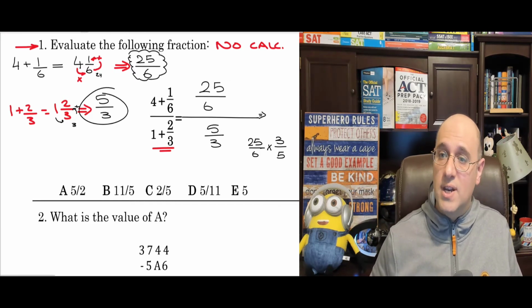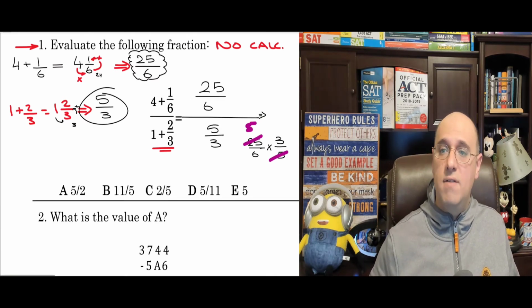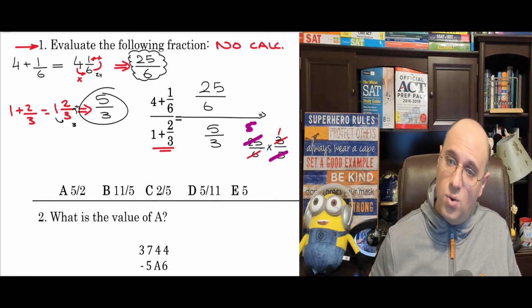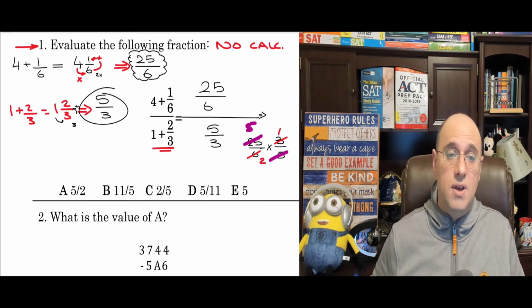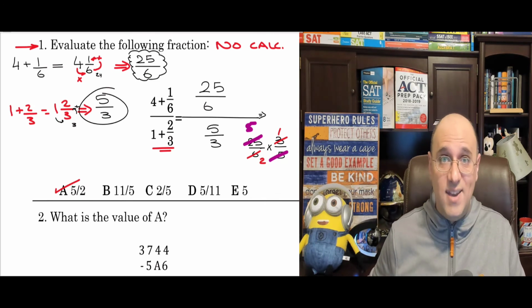Simply, you can now take away a 5 from here with a 5 from here, so you're left with 5. So the answer is going to be 5 over 6 times 3 over 1. But 3 can also cancel out with the 6 here, leaving me with 2. So my answer would be 5 over 2. The answer is A. Okay?